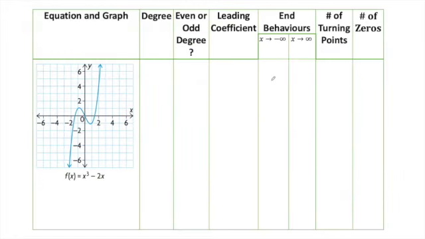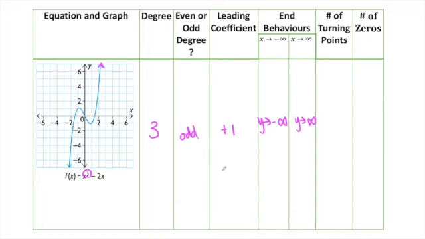Okay, so looking at that first example, we have a degree of 3. It is an odd degree. Our leading coefficient is positive 1. So this is kind of the harder one. Because it's positive, it's going to end on the right, pointing up. Okay, then your end behavior, so as x approaches negative infinity, y is approaching negative infinity. As x approaches positive infinity, y is approaching positive infinity.